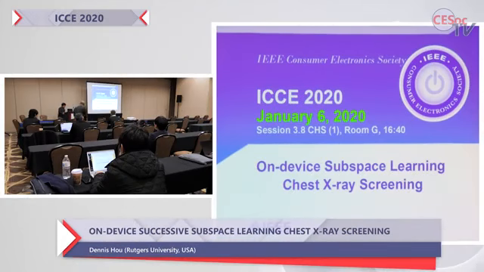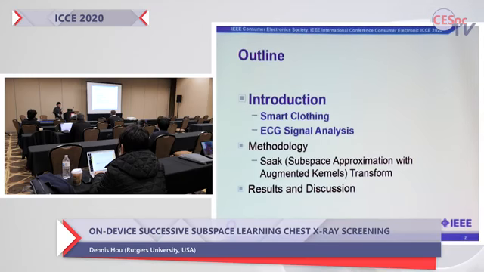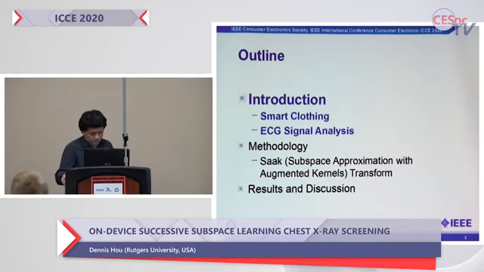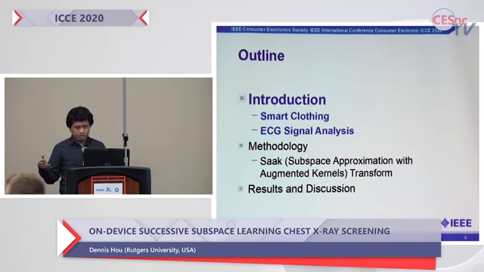So the topic is on-device subspace learning with chest X-ray screening. The broad context is smart clothing and medical devices that are sort of wearable. But the main contribution here is the application of something that we refer to as the SOC transform, which we did not develop, but this is, to my knowledge, the first time it was applied for this particular application. It's been used in other medical applications, such as heart structure and so forth.